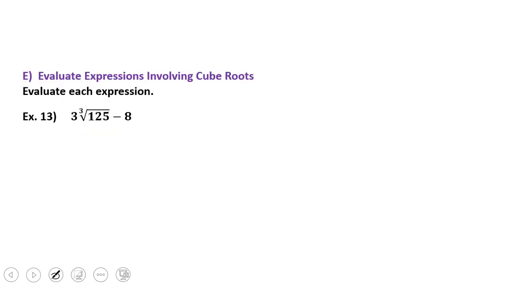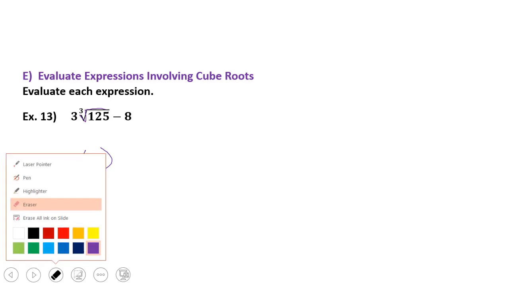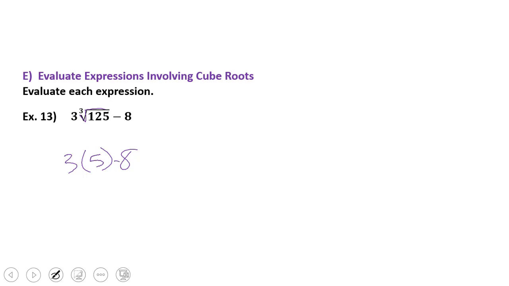All right. Evaluating some expressions. Once again, it's just following the order of operations. So 3 times the cube root of 125 minus 8. And remember, that radical sign is a grouping symbol. So we must find the cube root of 125. Well, we have that memorized. So this is 3 times 5, minus 8. And when we do the order of operations, that becomes 15 minus 8, which is 7.